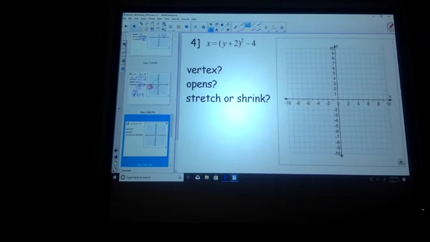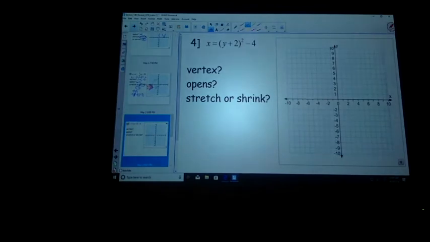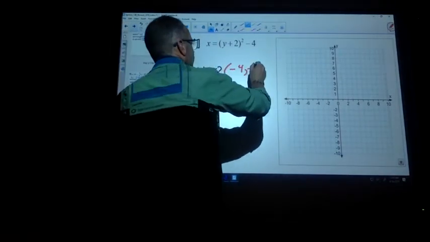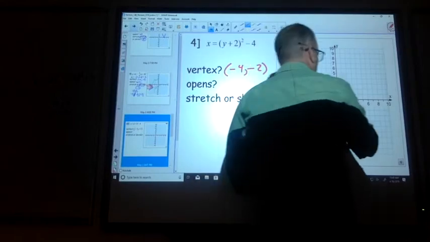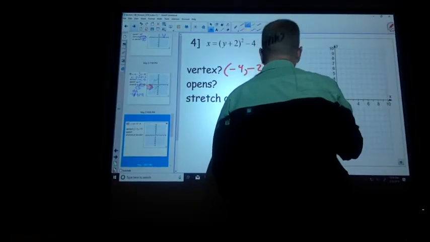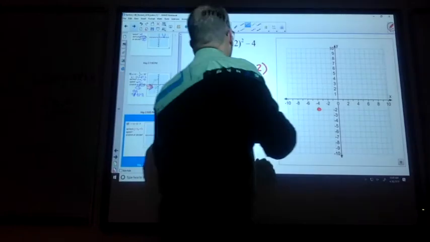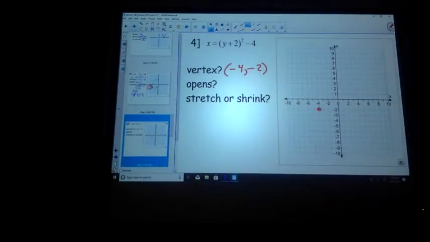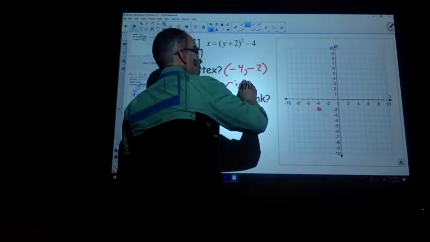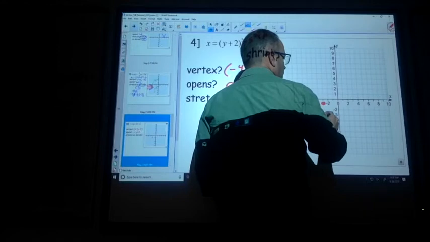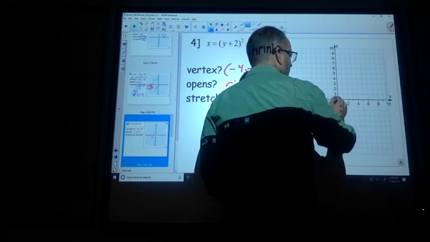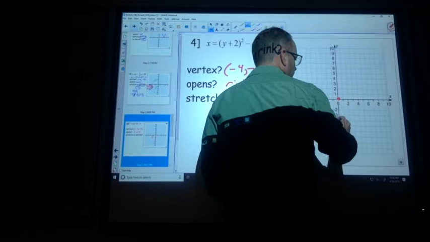All right, let's see. So the vertex here, remember, is going to be at -4, -2. Remember, it goes a little backwards. So -4, -2, down here. Does this parabola open right or left? Right. It goes to the right because it's positive out in front of the quantity y plus 2. Okay, and so it'll go 1, 3, 5. So it opens right. So I'm going to go up 1, right 1, left, down 1, right 1, up 1, right 3, left 1, right 3.